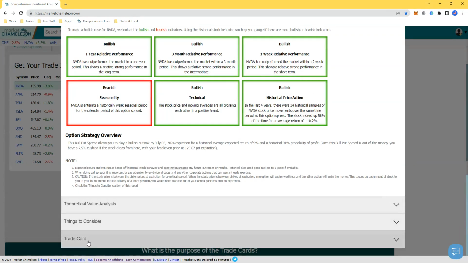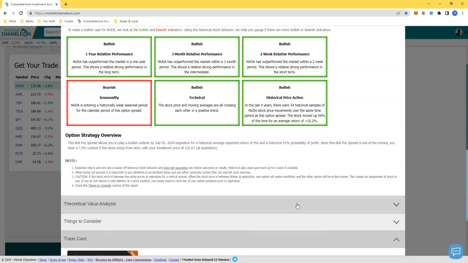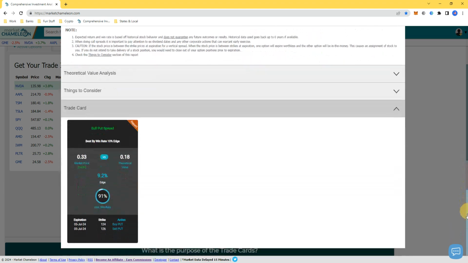Just read a little more. I like to click here, trade card, just to refresh my mind what we got. We are collecting $33 compared to 18 based on history. This is the beauty. This is why people sign up to Market Chameleon.